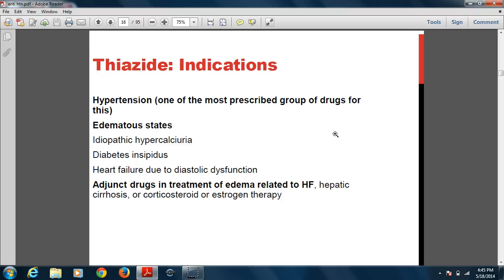When do we use thiazide diuretics? We use it for hypertension, as I mentioned before. It's a first-line drug for hypertension. We also use it when people are edematous, so if they have peripheral edema or swelling in their extremities, we can use it. And sometimes we use it as an adjunct, or an additional drug, to treat edema when people have heart failure. But by and large, we use it for hypertension.